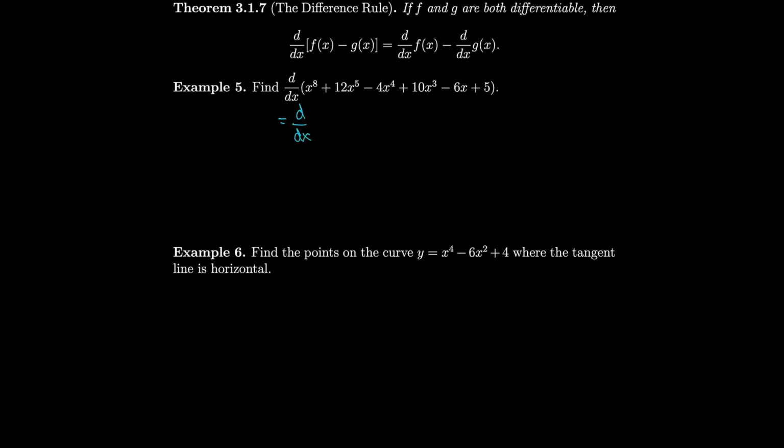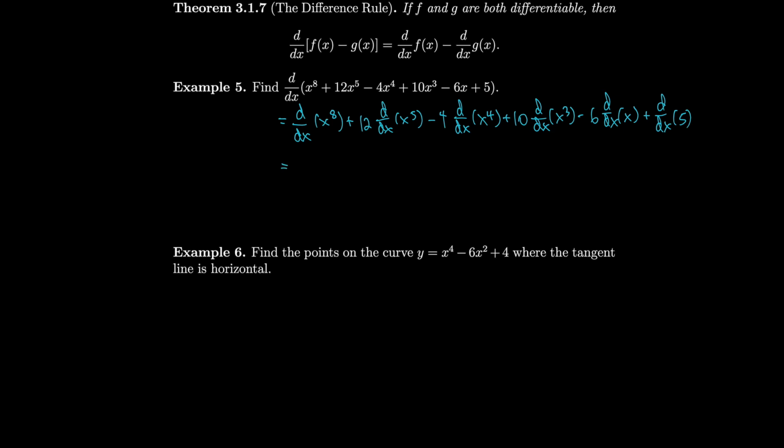So this thing is just the derivative of each of the terms. Derivative of x to the 8th plus 12 times the derivative of x to the 5th minus 4 times the derivative of x to the 4th plus 10 times the derivative of x to the 3rd minus 6 times the derivative of x plus the derivative of 5.